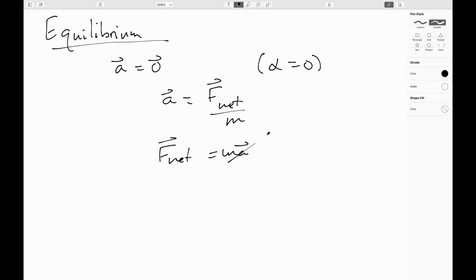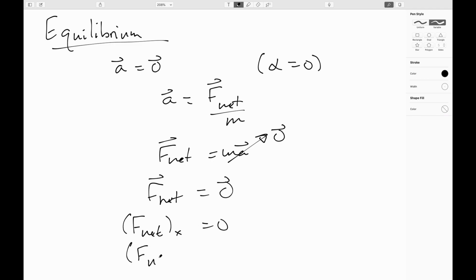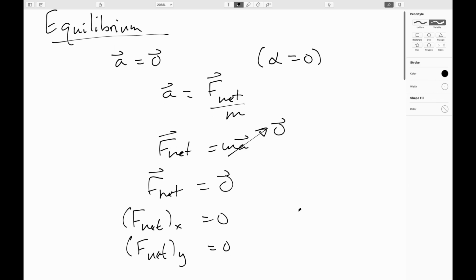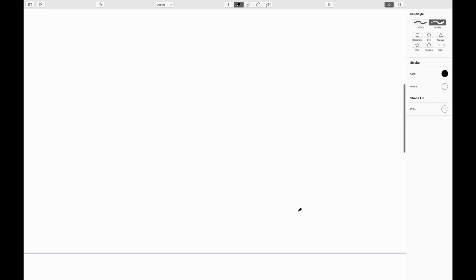And here, since the acceleration is 0 as a vector, that means the net force is equal to 0. And this is a vector statement. So what that means is that separately, the x component of the net force has to be equal to 0, and the y component of the net force also has to be equal to 0. All right, well, with that in place, let's go ahead and do a specific problem.